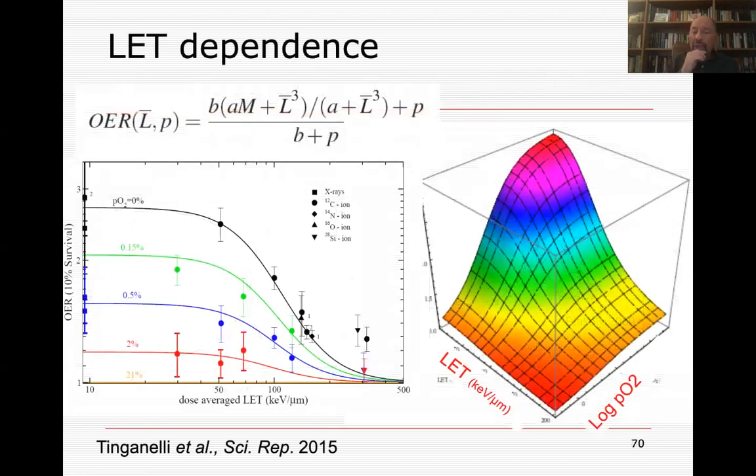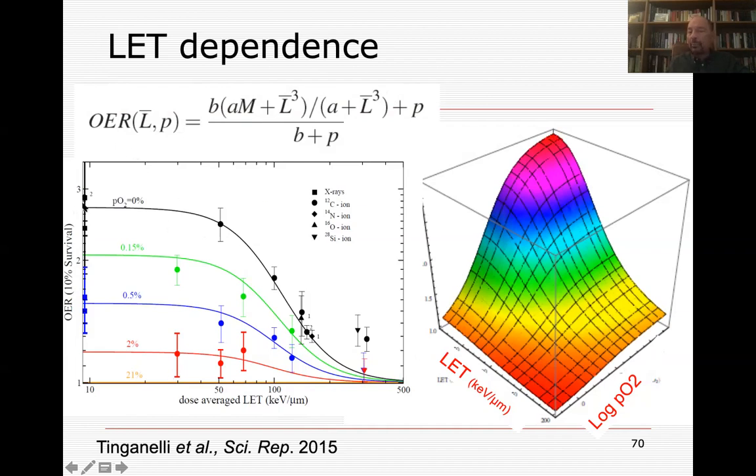What happens if you change the oxygen concentration? You see, these are experiments now at 0%, 0.15%, 0.5%, 2%, and 20% oxygenation. The OER at 10% survival always has a tendency to go down. You see, according to approximately the same curve, it can be represented by this kind of function, and this is in 3D, the LET dependence, which is here, the pO2 dependence, which is in the different curve, and the OER.